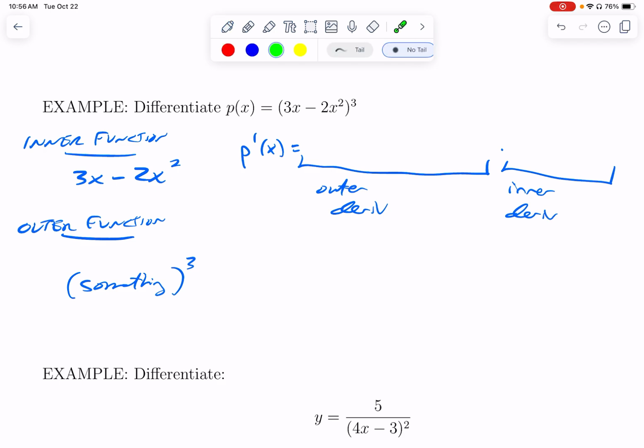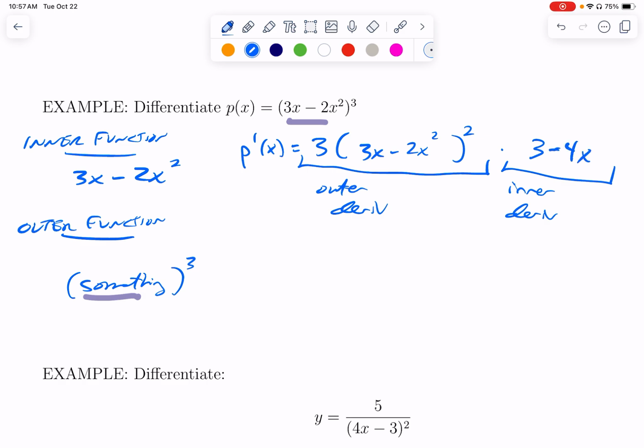My outer function is something to the third power. The derivative of something to the third power is 3 times something to the second power. What was that something that I was raising to the third power? It was the inner function 3x minus 2x squared. So that's my outer derivative. It's like I'm treating this as though it was just x. Then for my inner derivative, I'm looking at this inner function and taking its derivative, and that would be 3 minus 4x.